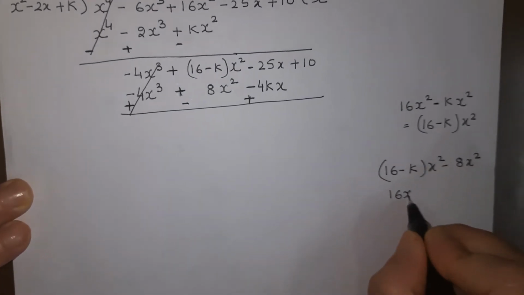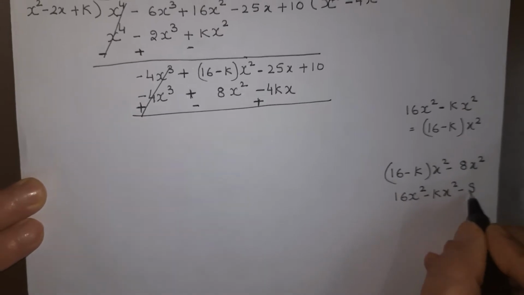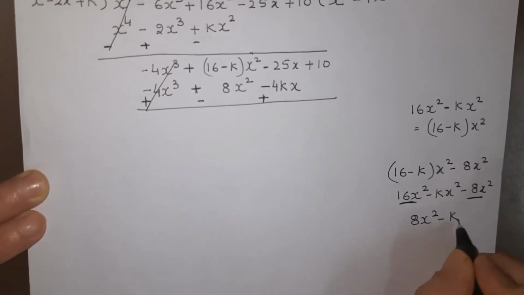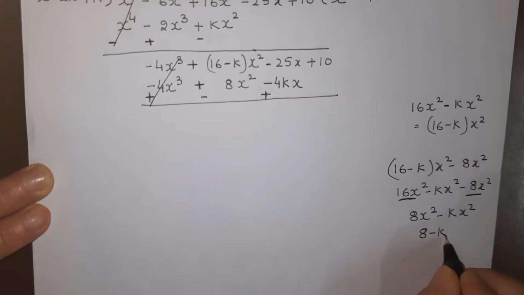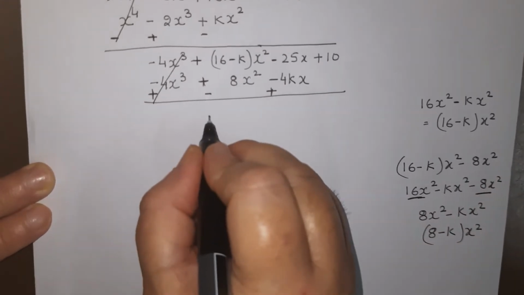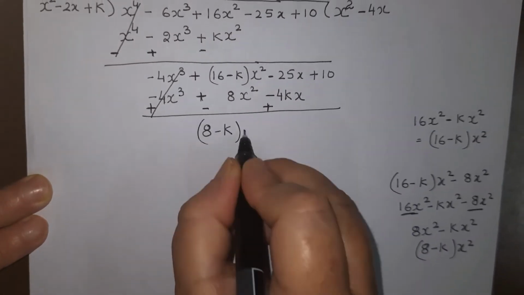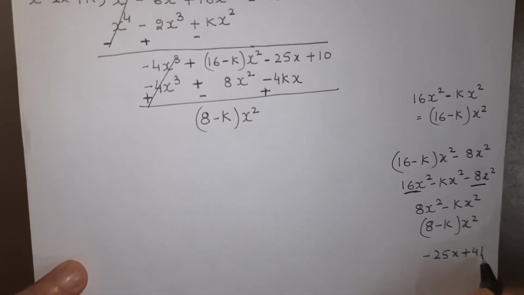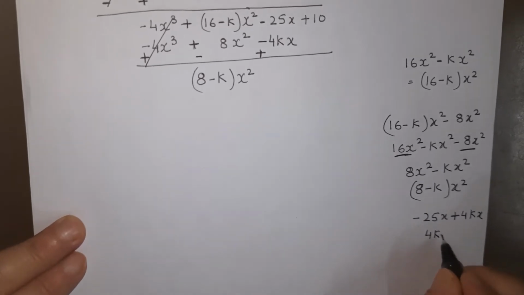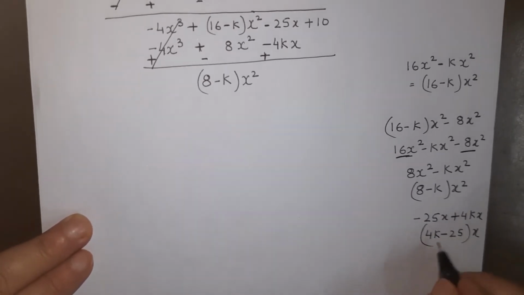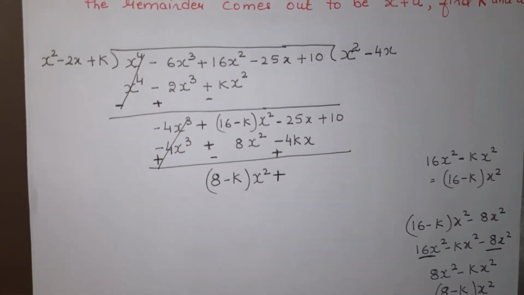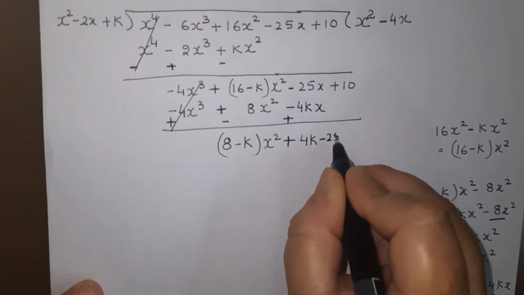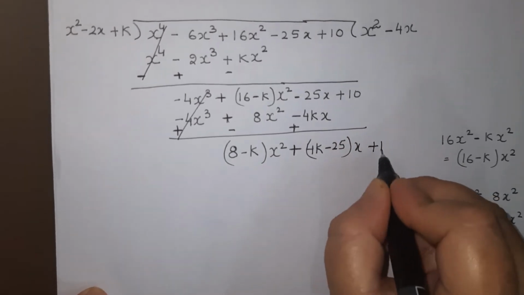Now see this term, I am writing it here, 16 minus kx square minus 8x square. It will become 16x square minus kx square minus 8x square. 16x square minus 8x square will be 8x square minus kx square. So this becomes 8 minus k x square. Now see this, this is minus 25x plus 4kx. This can be written as 4k minus 25 x, right? I will write plus here because 4k is positive and 25 is negative. So it can be written as 4k minus 25 x and 10 as it is.